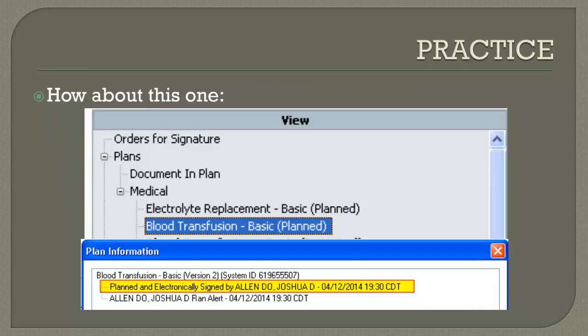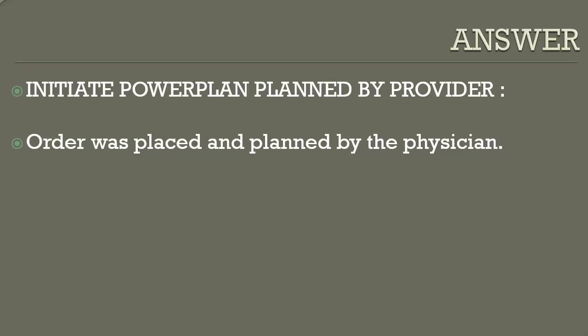All right, here's another one. We have a blood transfusion basic that is in a planned status. I right-click on it, and I select plan information, and I see that it was planned and electronically signed by Dr. Joshua Allen, DO. Which order communication type would I use? Your answer? Initiate Power Plan Planned by Provider. This is because the order was placed and planned by the physician.